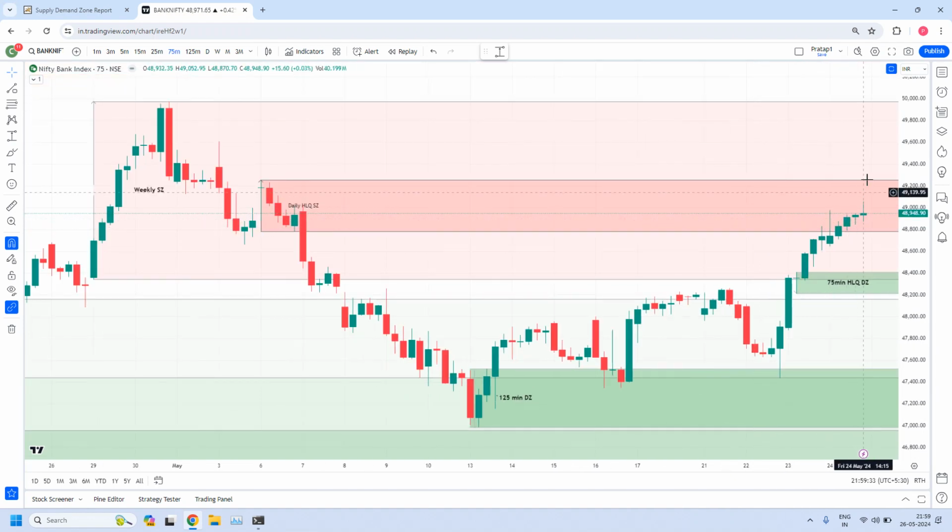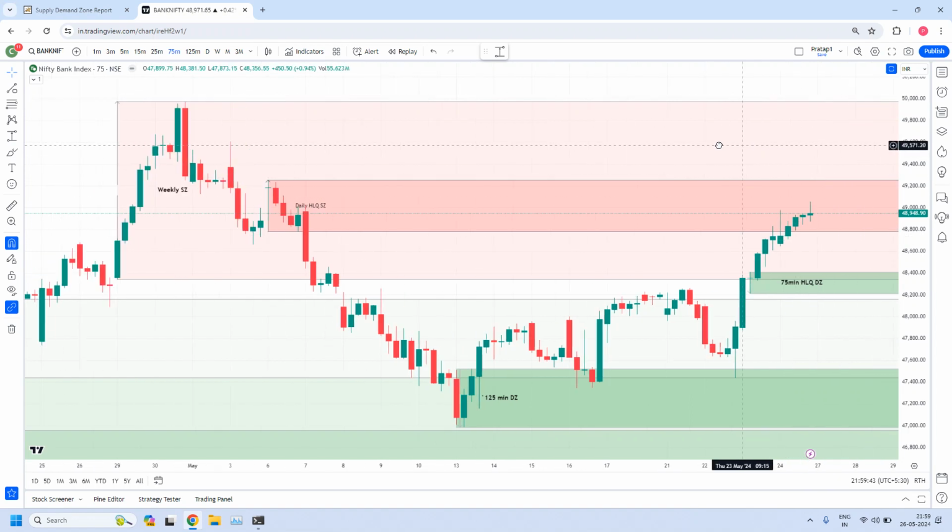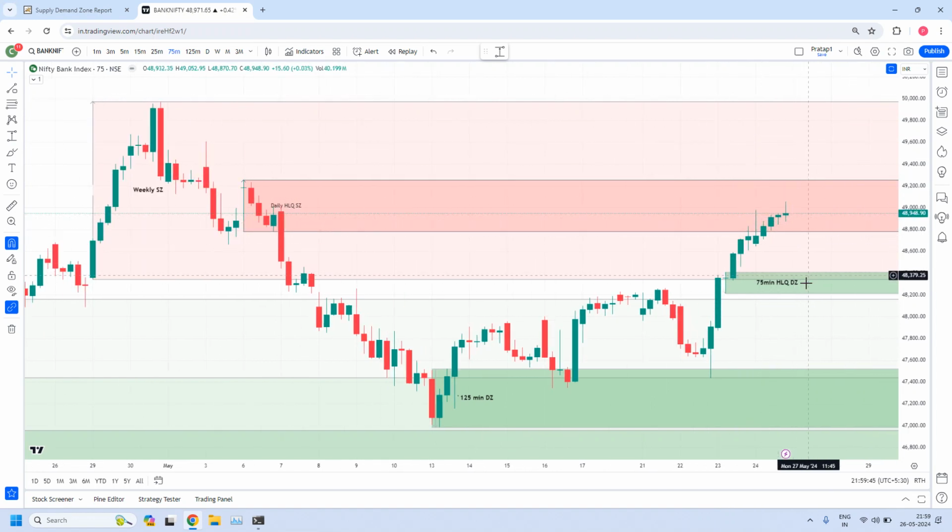If bullishness continues, if this daily high liquidity supply zone and the weekly zone are violated, Bank Nifty also will reach a new all-time high. But before reaching a new all-time high, if there is any retracement, definitely it will give us a good trade.